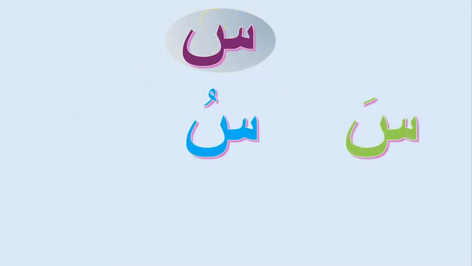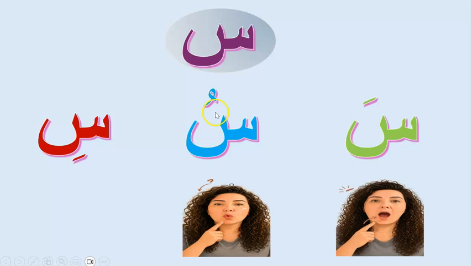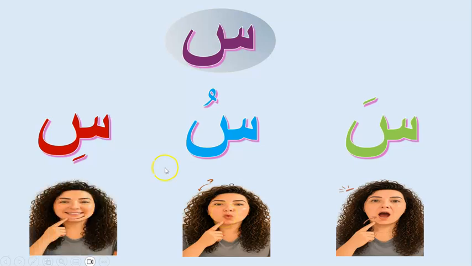Let's do another example. The letter Sa. It's the same thing. Now let's read it with Fatha. We start with S. Sa. Let's read it with Damma. Su. With Kasra. Si.